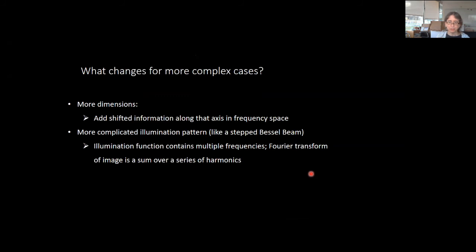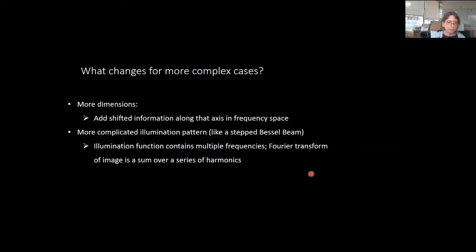And we're going to be doing that same calculation to understand what's happening with our structured illumination with Bessel beams. So what's going to change? That was a one-dimensional case with single frequency illumination, and nothing else is going to look like that. So what's going to change as we go to more complex cases? As you add dimensions, either in Y, by rotating your sine wave pattern as in the previous example, or in Z, you're just going to figure out what the optical transfer function is and add your shifted frequency information along that axis. And otherwise, the math looks really similar.